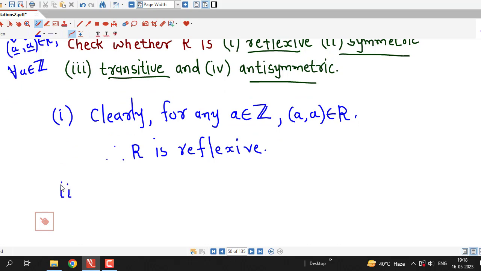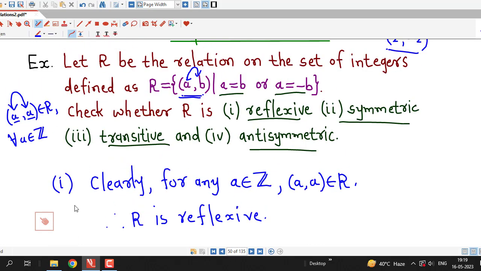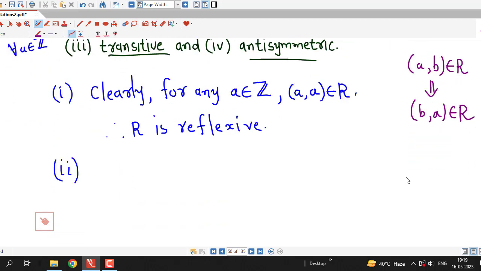Second property we have to check is the symmetric property. So for symmetry, if we recall, to prove that relation is symmetric, we have to check that whenever (A, B) belongs to R, (B, A) is also in R. In other words, if A is related to B, then we have to prove that B is also related to A. So for that we start by considering two arbitrary integers.